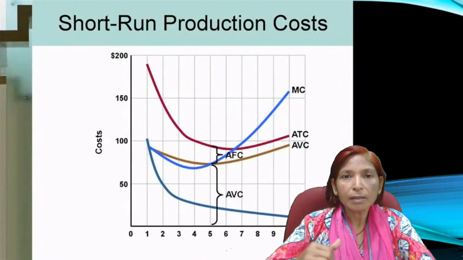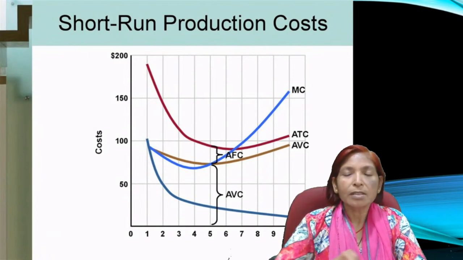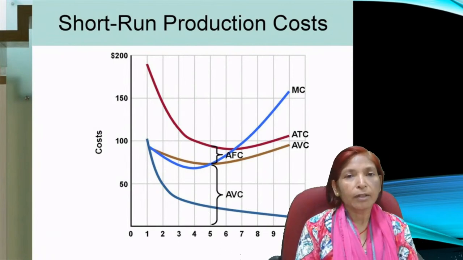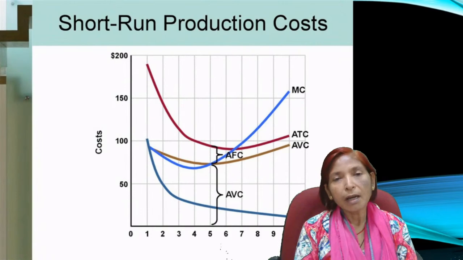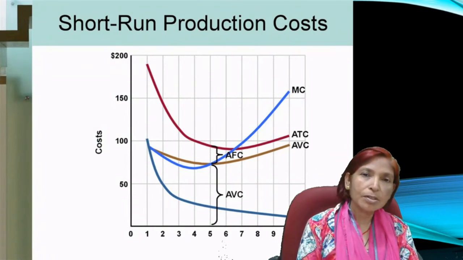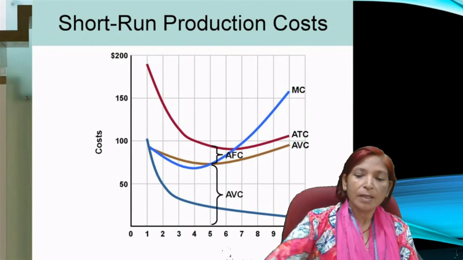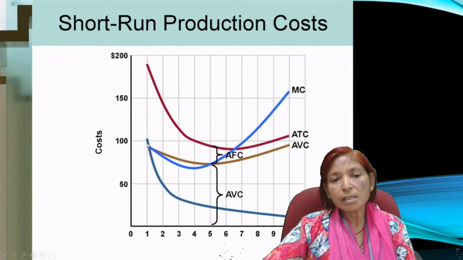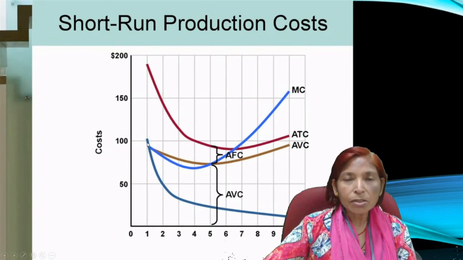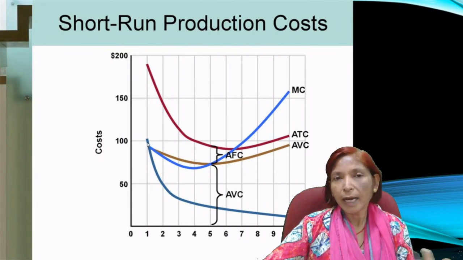Next is short run production cost. You know that there are so many costs which are related with a short time period, like total cost, total fixed cost, total variable cost, average cost, average fixed cost, average variable cost, and marginal cost. So average fixed cost is the per unit cost of fixed factors. And you know that fixed factors are land and capital, which can't change in the short run.